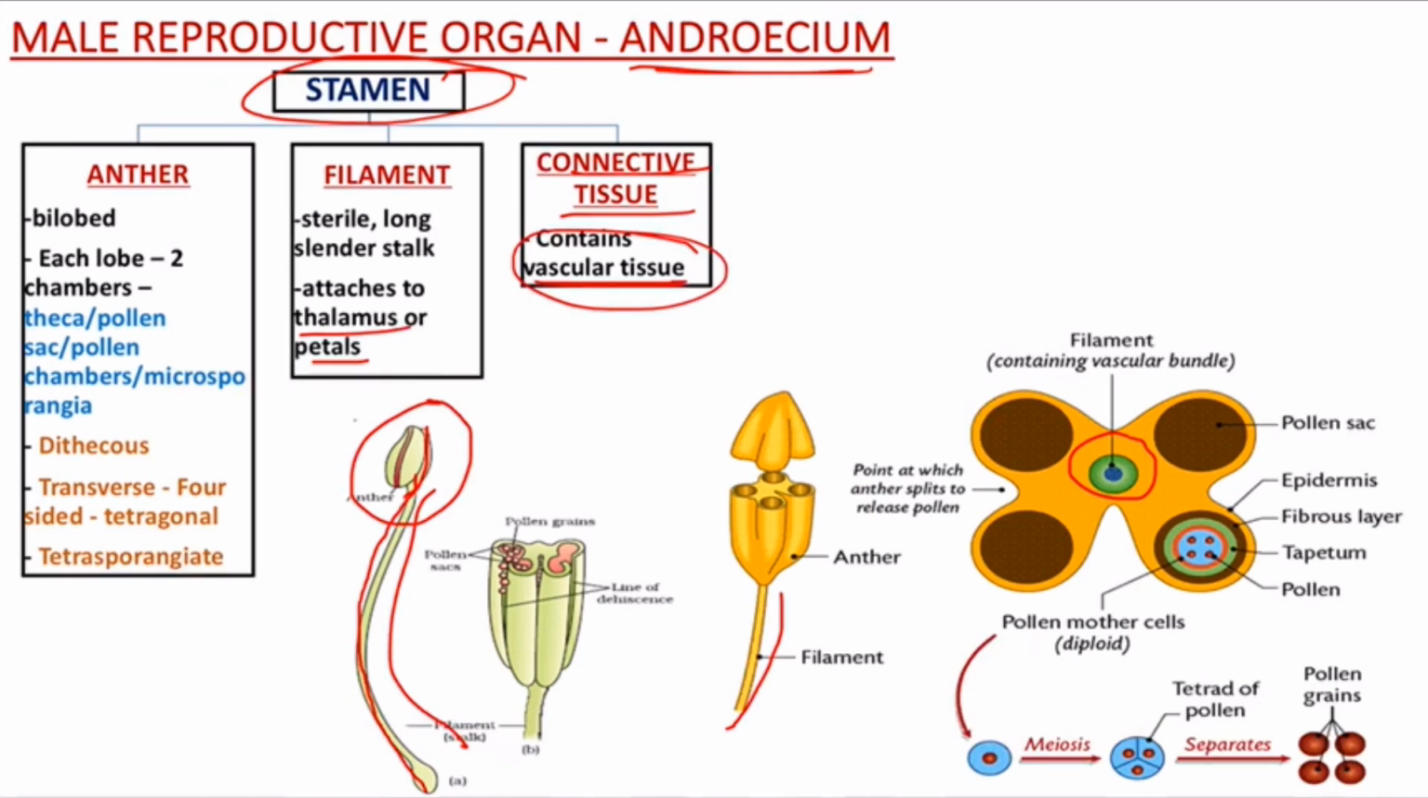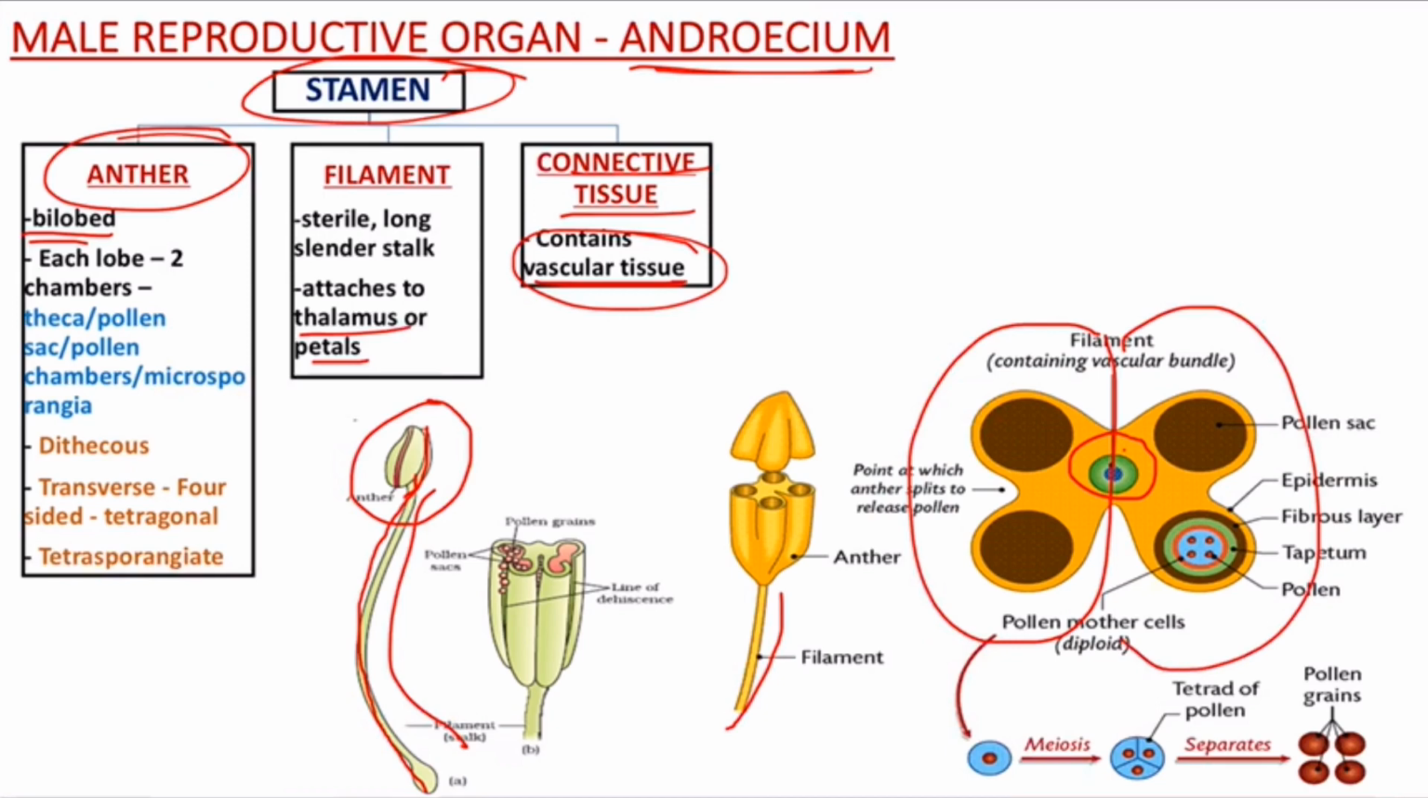Now the main part that we need to study under the stamen is the anther. So the main thing is the structure of the anther. Why? Because inside this anther there is development of the male gametophyte. But before we reach the male gametophyte, we need to study the structure of the anther. You can see the anther is nothing but what? It's bilobed, right? You can see over here. This is a transverse section of an anther, so I would like to explain through it. If I cut this anther, you can see this is one lobe and this is another lobe.